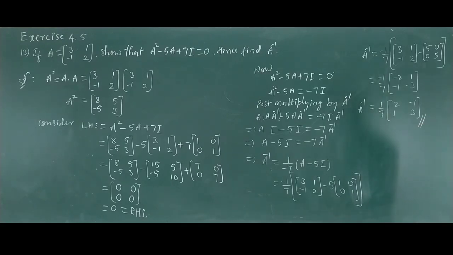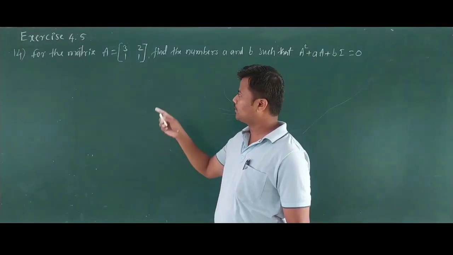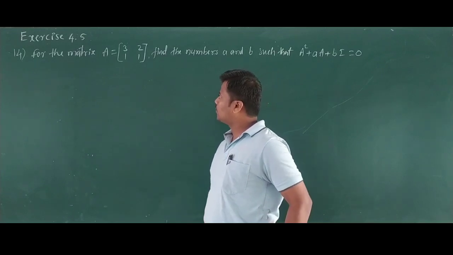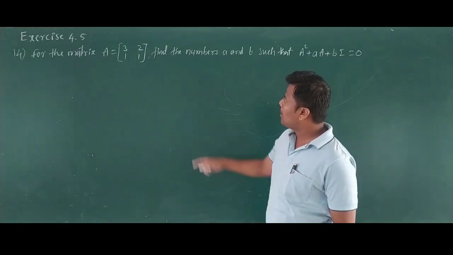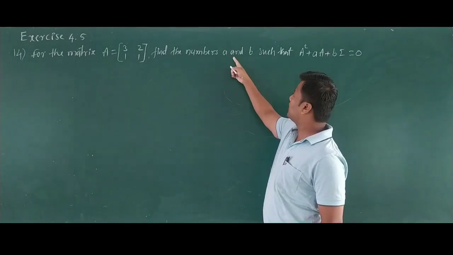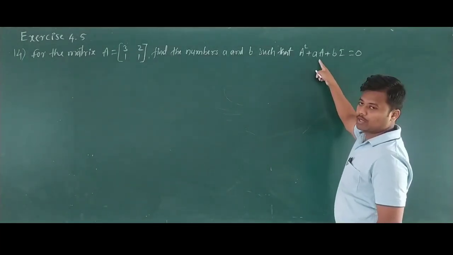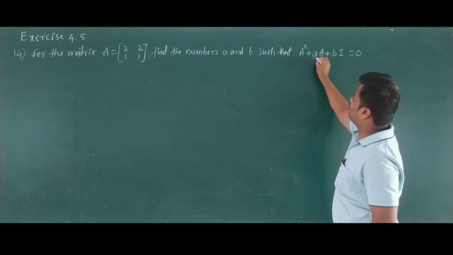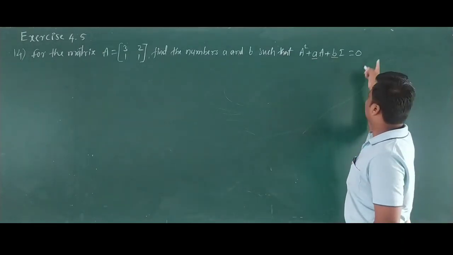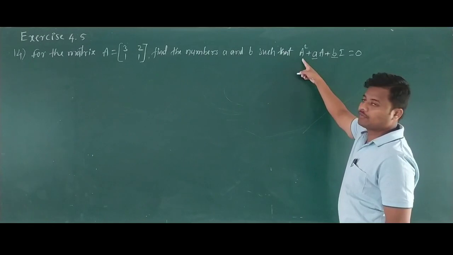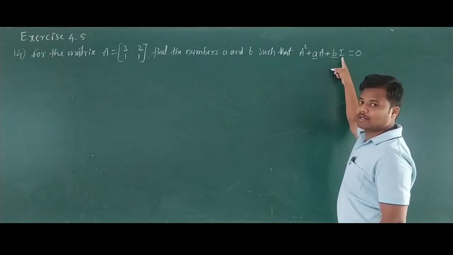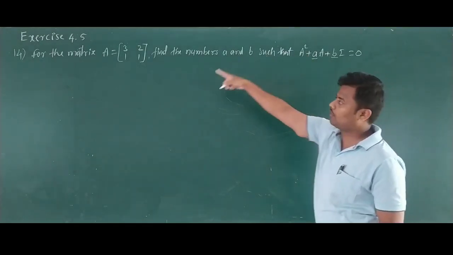Okay, done. Next question. For the matrix A equal to 3 2 1 1, find the numbers a and b such that the equation A square plus a into A plus bI equals 0. So here we have to find the values of a and b using this equation. Here I is the identity matrix and 0 is the zero matrix of order 2.